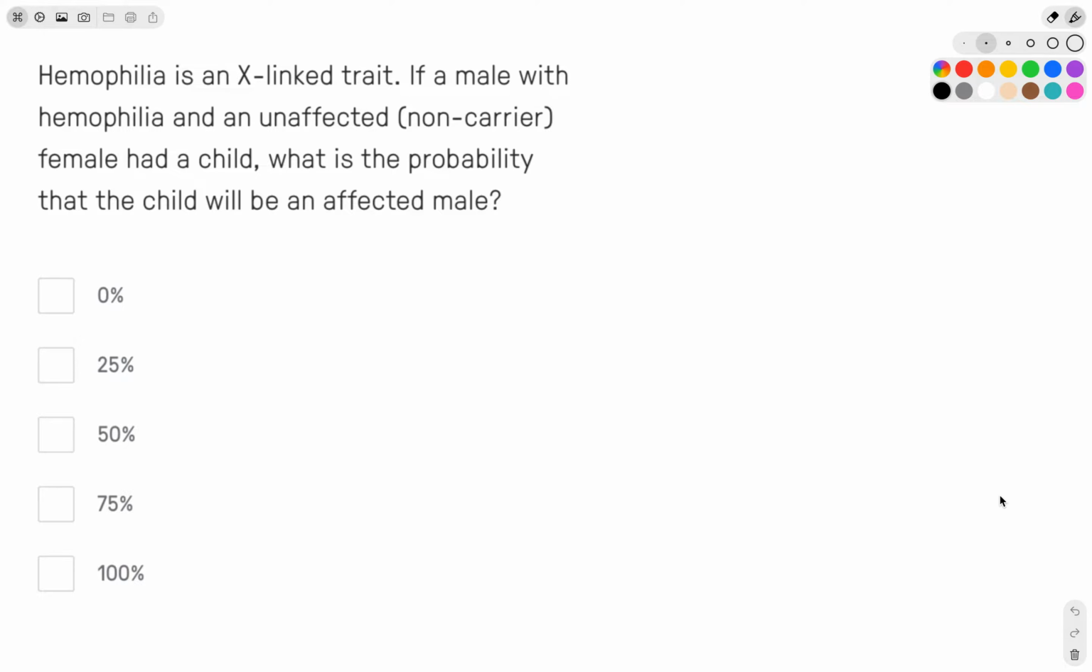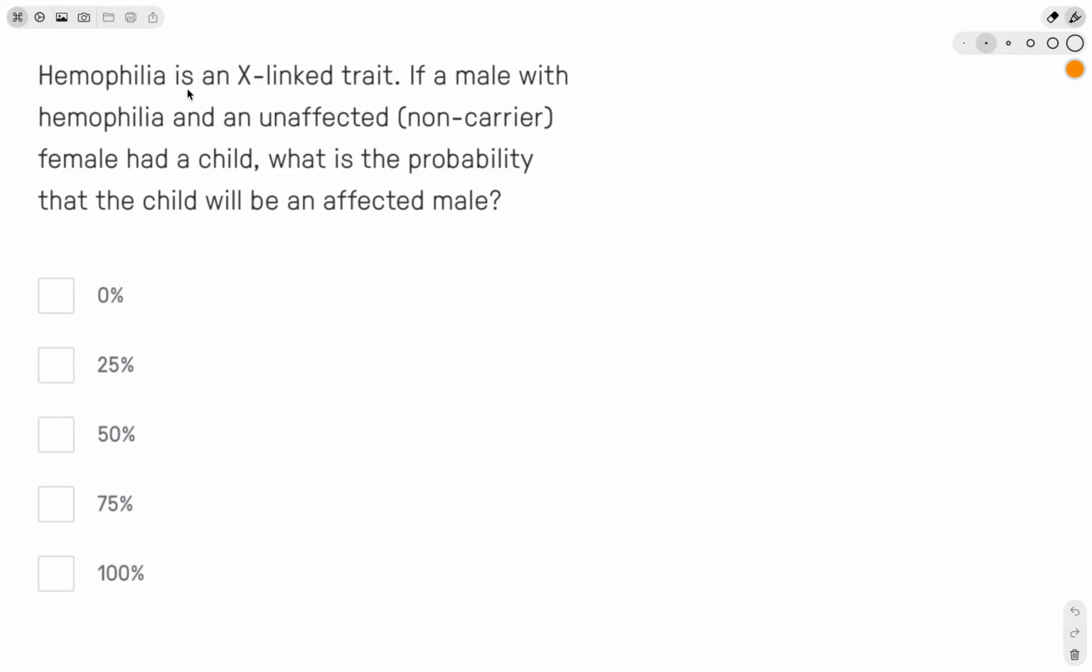I was asked about this question. Hemophilia is an X-linked trait. If a male with hemophilia and an unaffected non-carrier female had a child, what is the probability that the child will be an affected male? So let's break this down a little bit.